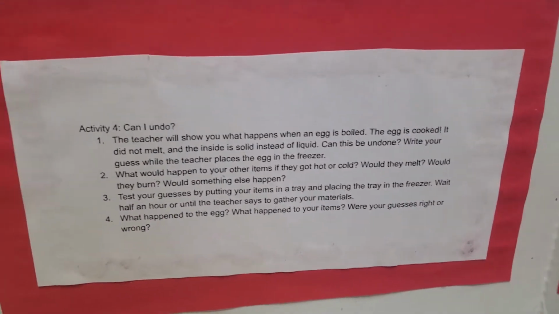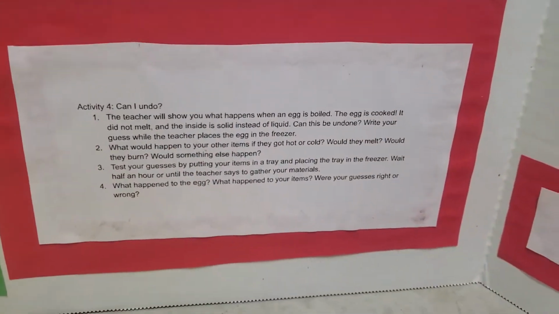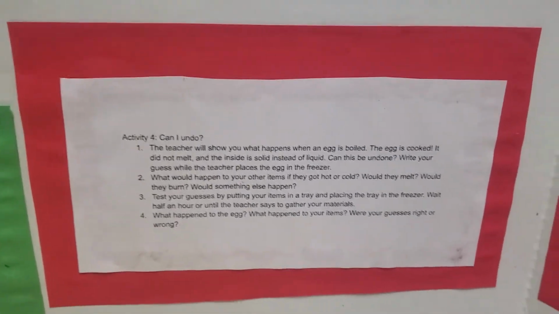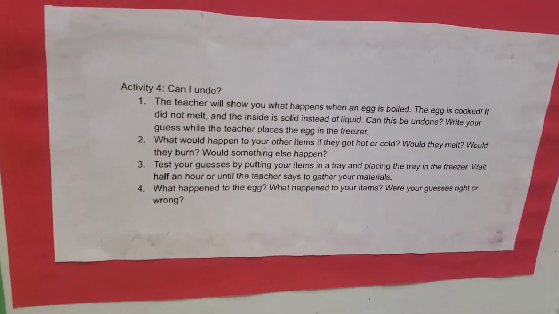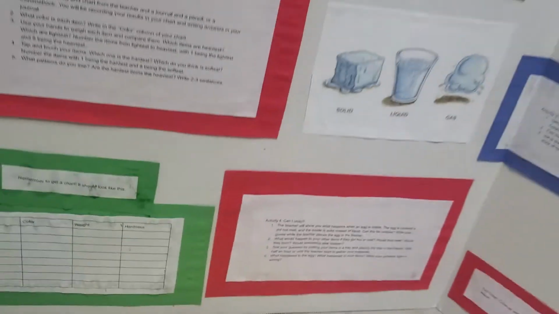For the fourth activity, this would require a class presentation. This is going to require the teacher to have an egg and some method of boiling the egg. So the teacher's going to demonstrate that when you cook the egg, it doesn't melt. It actually, the inside goes from liquid to solid. They're going to ask if it can be undone. The students are going to guess while the teacher puts the egg in the freezer.